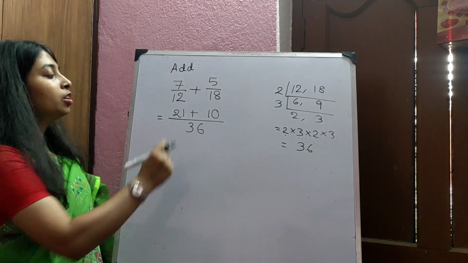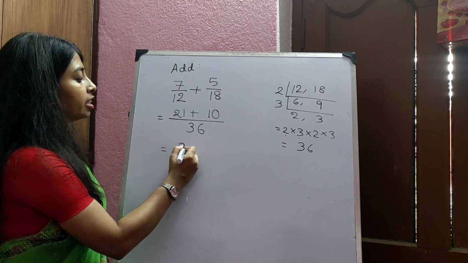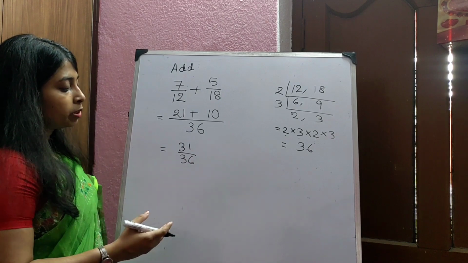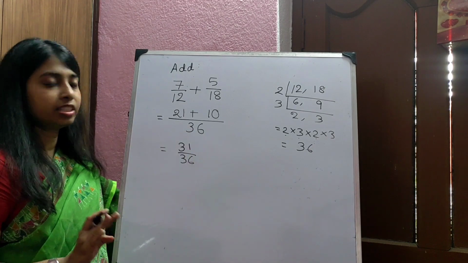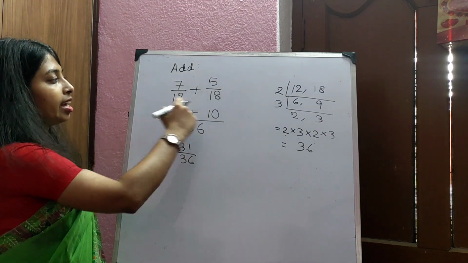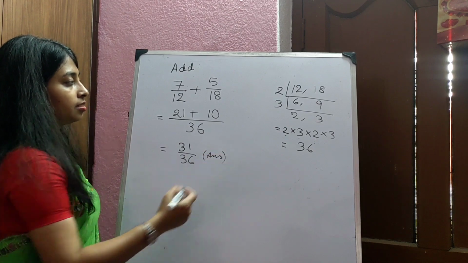In the next step we will simply add the numerators, that is 21 plus 10 is 31 by 36. I think there is no common number which can divide 31 as well as 36. So this will be our simplified answer, 31 by 36. The sum of these two expressions is 31 over 36.